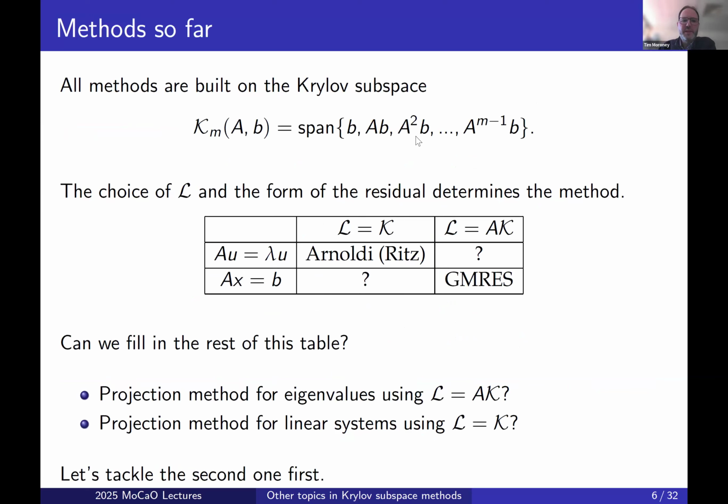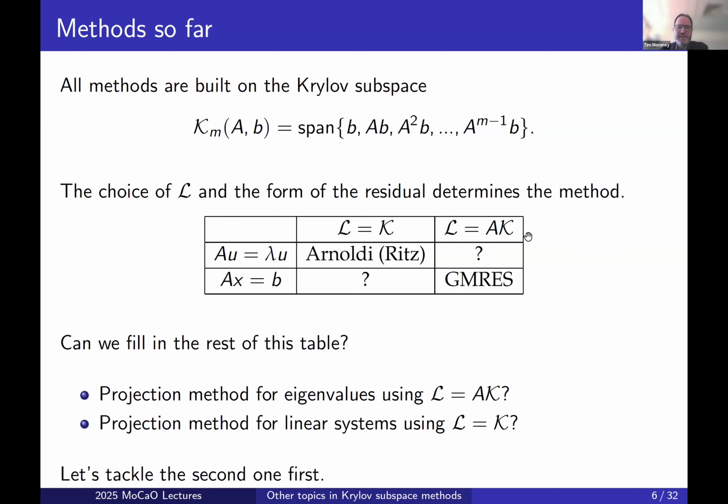So that's the two methods that we've studied in detail put into this framework, right? Both are built on the same K, the Krylov subspace, but the choice of L and naturally the form of the residual, are you solving an eigenvalue problem or a linear system, determines the method. Okay, so we've got two entries in this table that could presumably have 4, right? The choice of the problem, equivalently the choice of the residual, and the choice of the L, right? Is it K or is it AK?